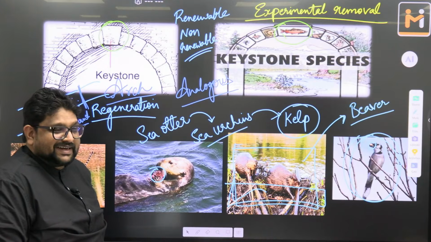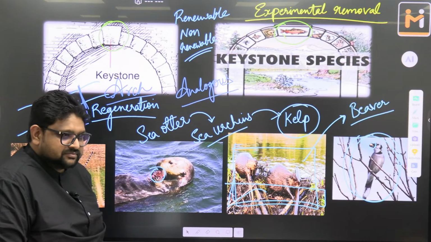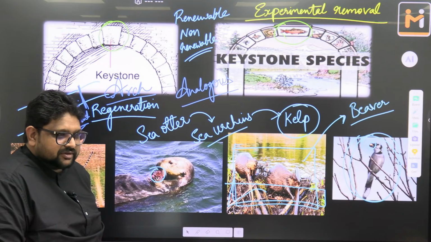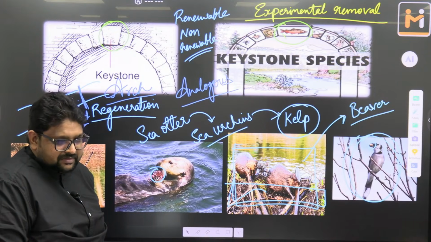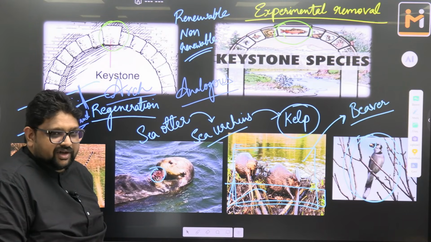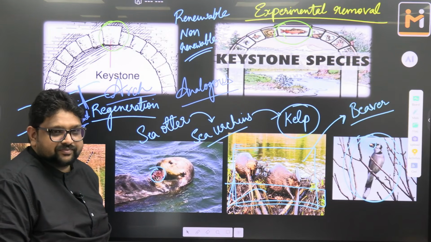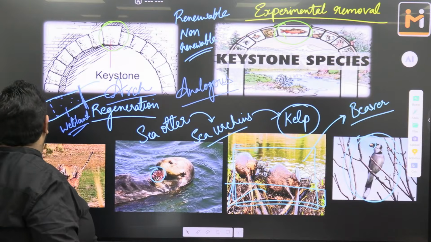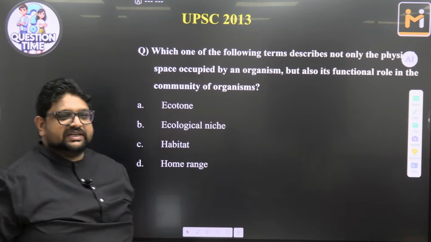Fig tree is a keystone species. Explain. Yes, if there is no fig tree in the ecosystem, then a lot of animals will die of hunger. They play the role of being a producer. All right. UPSC Prelims 2013 question.